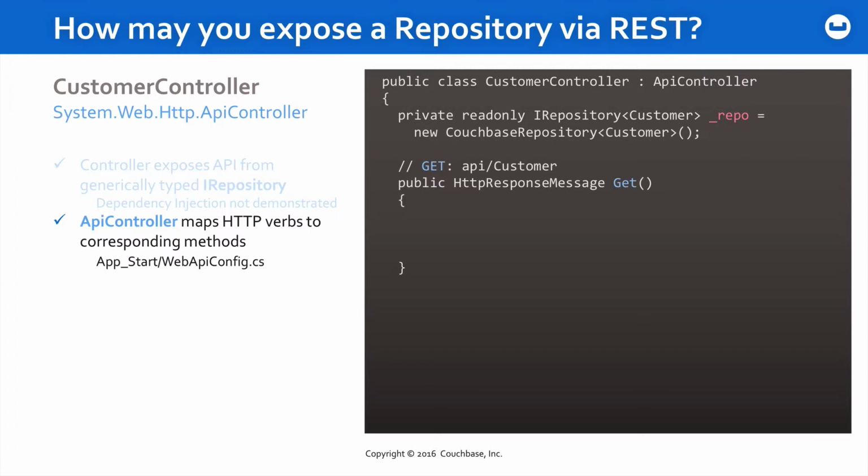The API controller itself is going to map the HTTP verb and the incoming route to corresponding methods. For example, here by default, an incoming get with no parameters is going to call the get method. Later on, we'll see that that might invoke a get all.